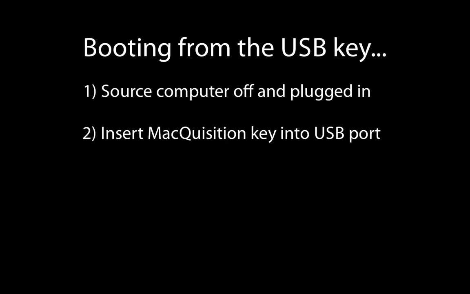To boot MacQuisition from the USB key, with the source computer off and plugged into a power source, insert the MacQuisition USB key into a USB port on the source computer. Attach a destination device to a Thunderbolt port if available, or a second USB or FireWire port. If the source machine has only one USB port, an examiner can use a powered USB hub to attach both the MacQuisition key and a destination device to the source machine.